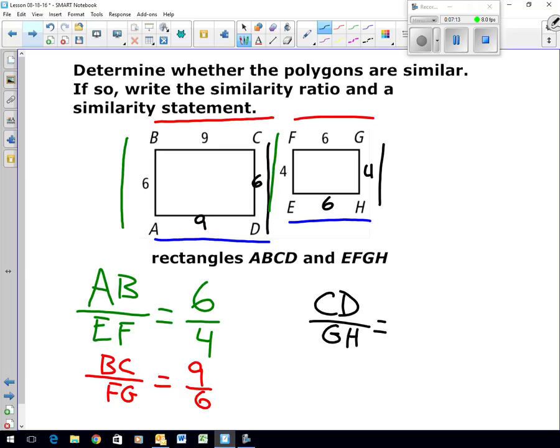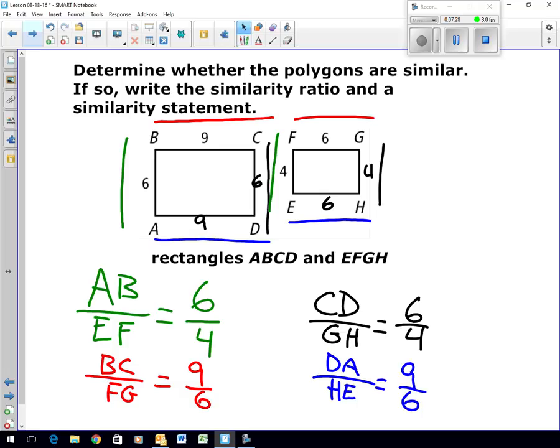6 and 4. Okay. And then the last one, DA over HE. Okay, all right, now check all this out. If y'all want to, you can use your calculators. Fine with that. If not, you don't have to. I want the simplest form of these fractions. Okay. The simplest form of these fractions.